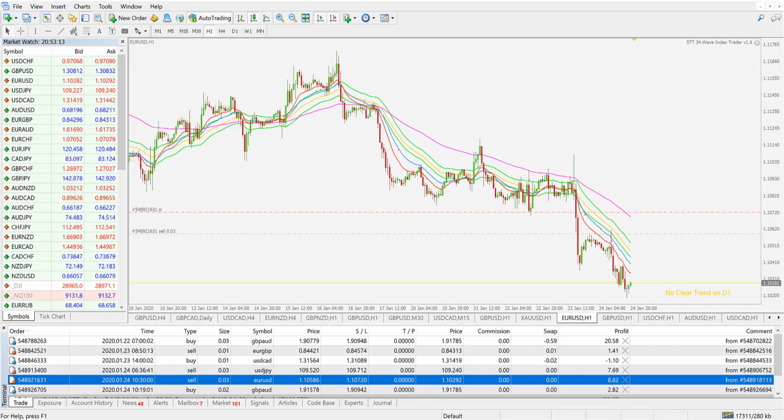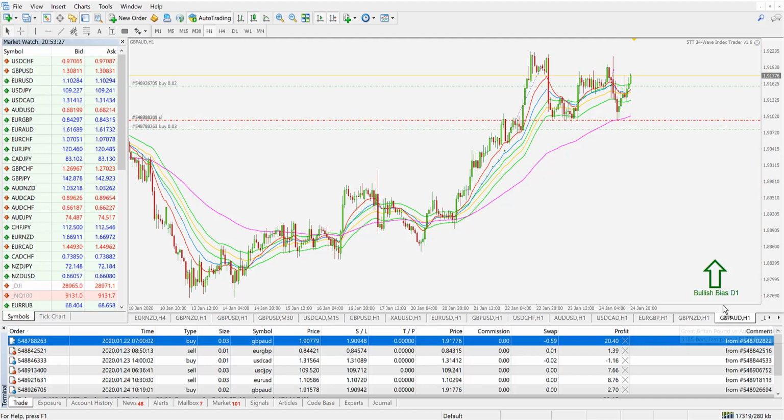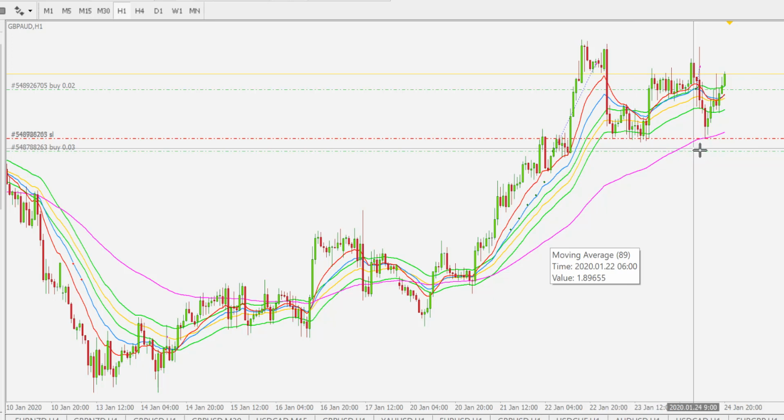Let me see if there's any example. Oh, let's see, GBP AUD is on a buy trade. Let's see if we will see a perfect situation there. GBP AUD. Right, so we can see this is a perfect example here. The first buy trade got in at that level there, and the stop loss would have been down here below the 89 EMA. But as price has continued to move, the stop loss continued to move, trailing this 89 EMA. And right now, the stop loss is above the entry price.